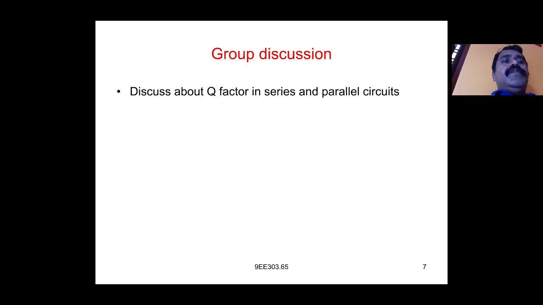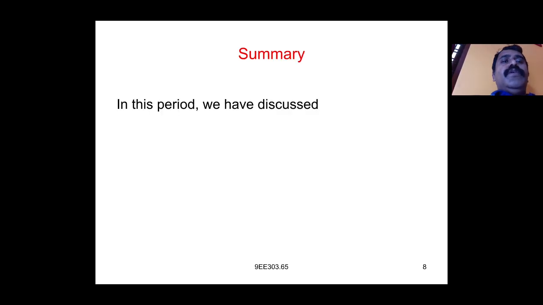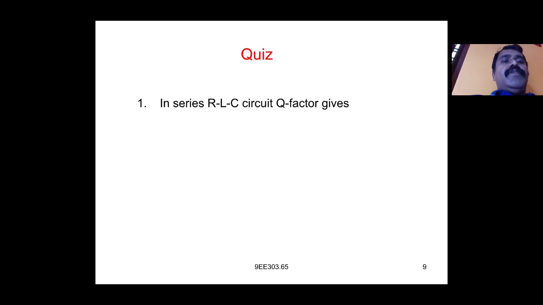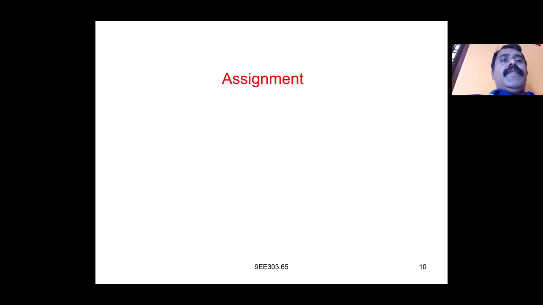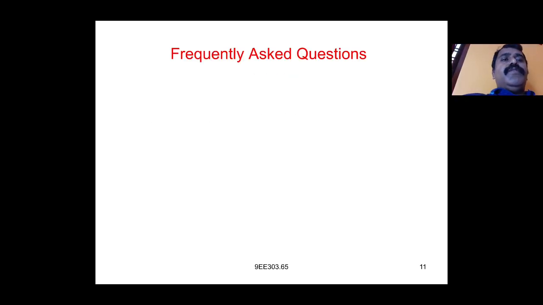Discuss about Q factor in series and parallel circuits. So in this period we have discussed the importance of Q factor in series and parallel circuits. In series RLC, Q factor gives voltage magnification, current magnification, both A and B, or none of the above. Voltage magnification. What is the importance of the Q factor?